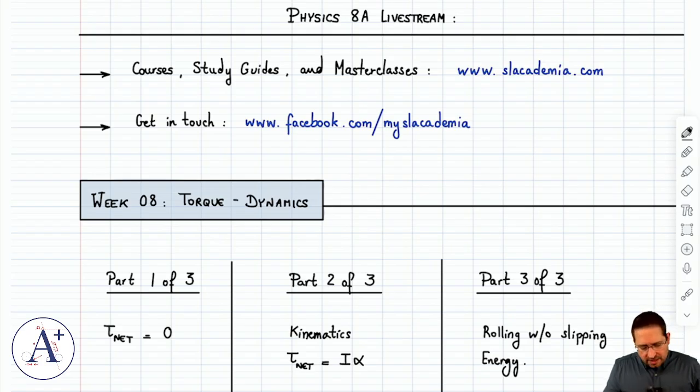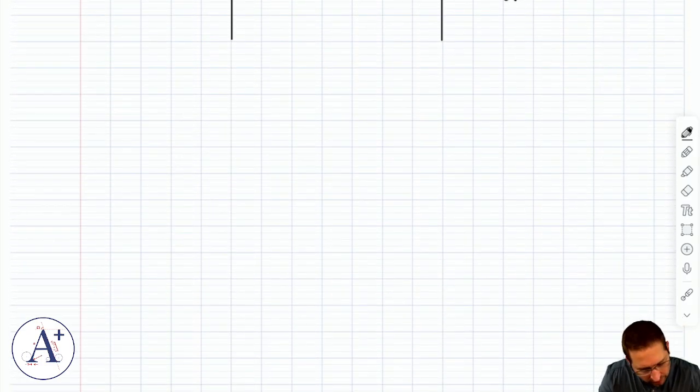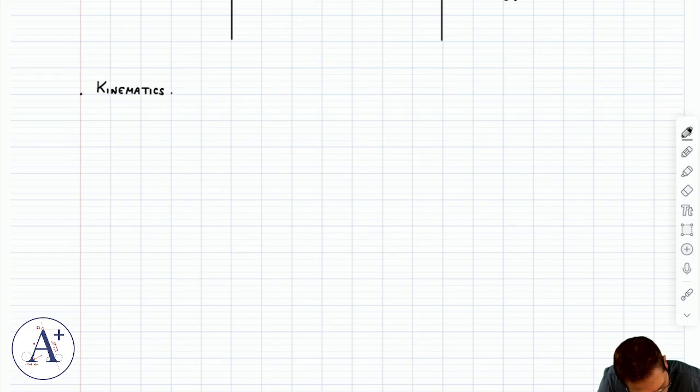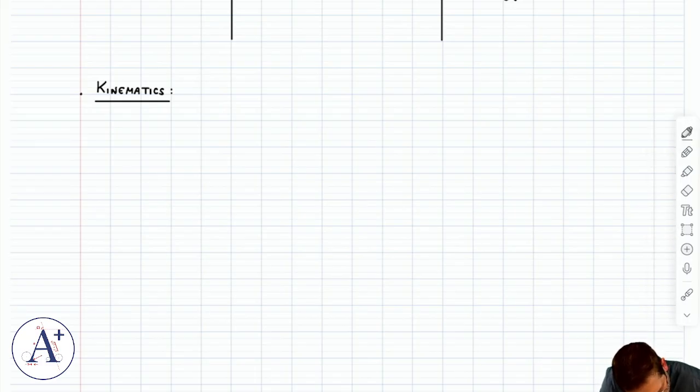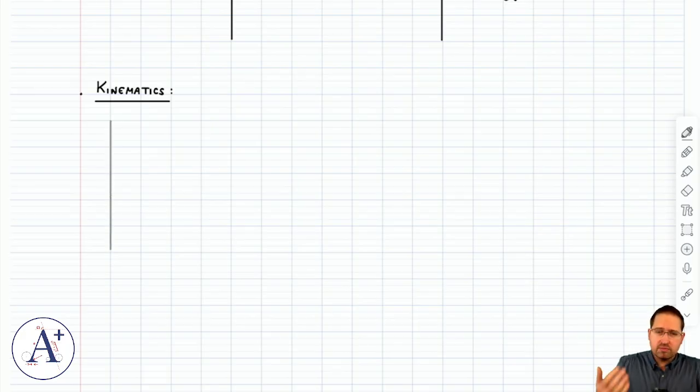So today let's start with a quick recap of kinematics and then torque net equals I alpha before we move on to some practice problems. Just as a reminder, I'll gray it out because it's not what we're focusing on today, but kinematics goes back to the very beginning of mechanics.